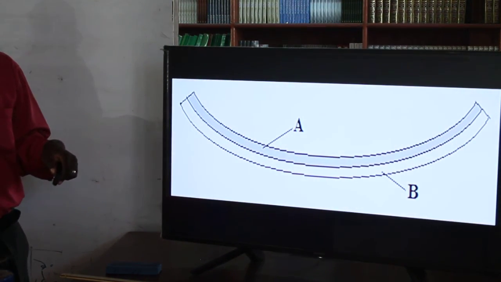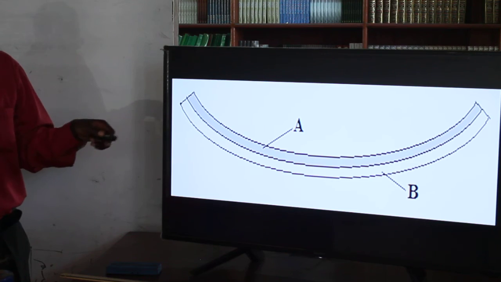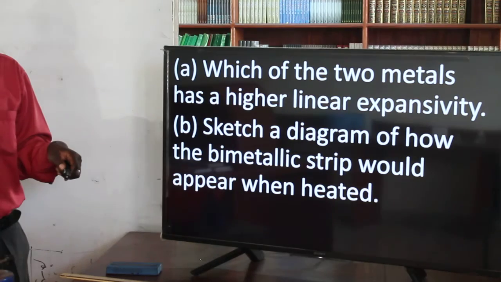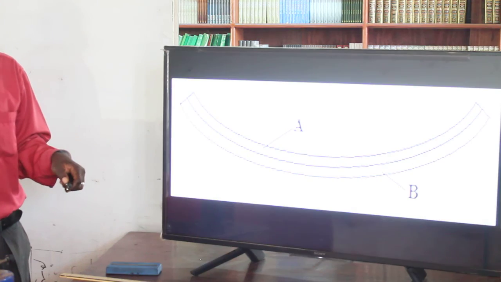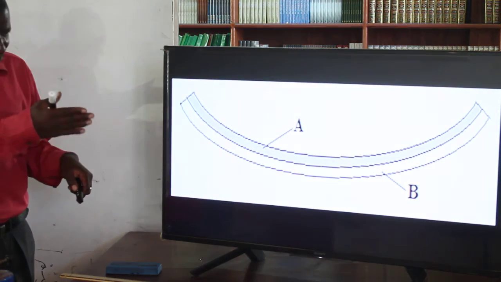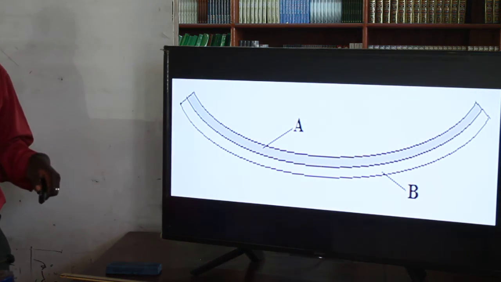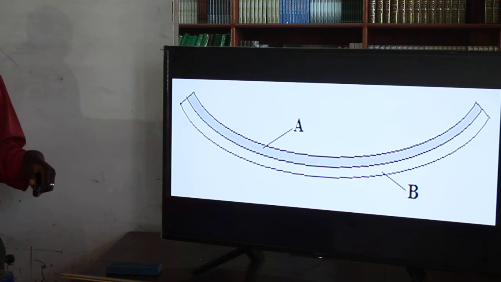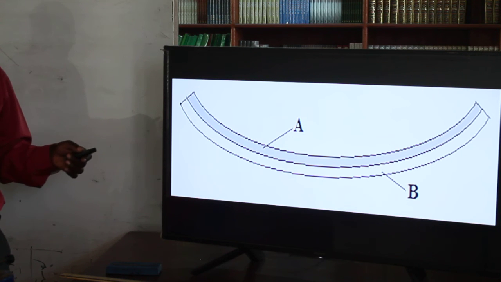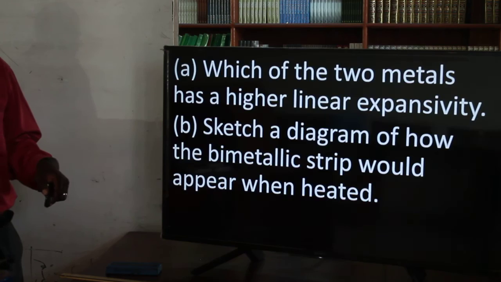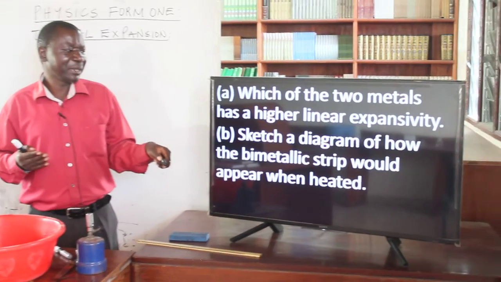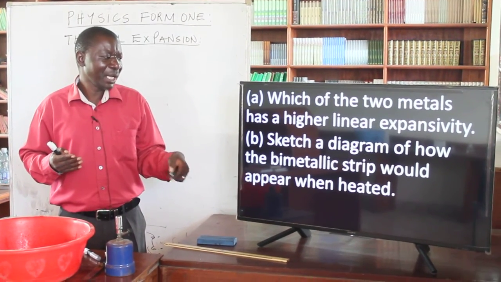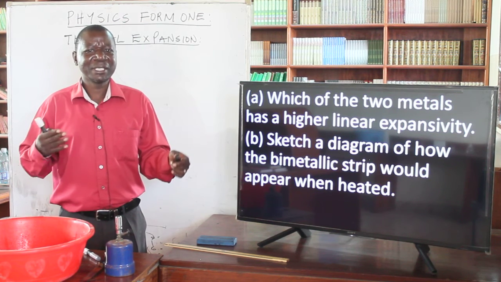So from the diagram, which of the two metals has a higher linear expansivity? Between those two metals A and B, which one has a higher linear expansivity? As a learner, what can you say? And then sketch a diagram of how the bimetallic strip will appear when it is heated.